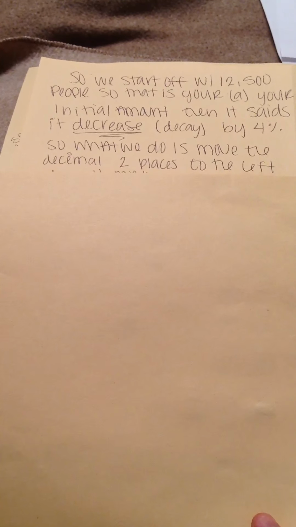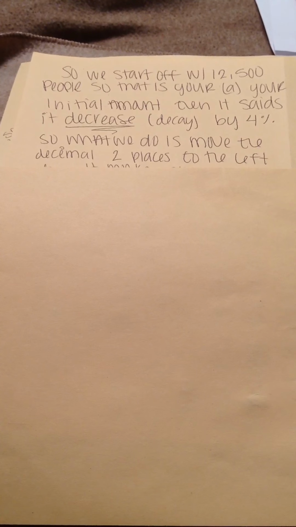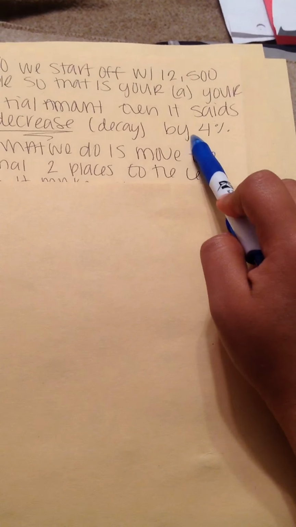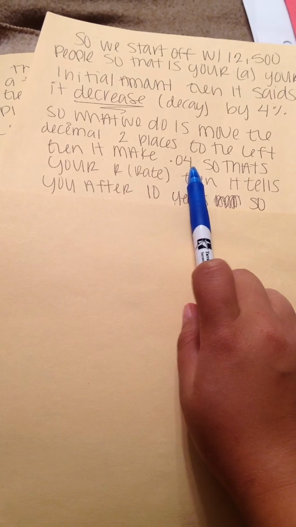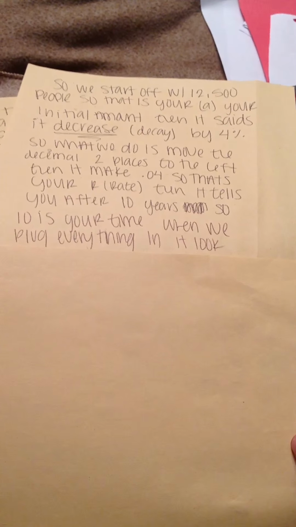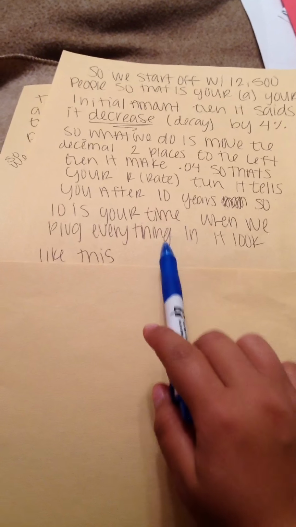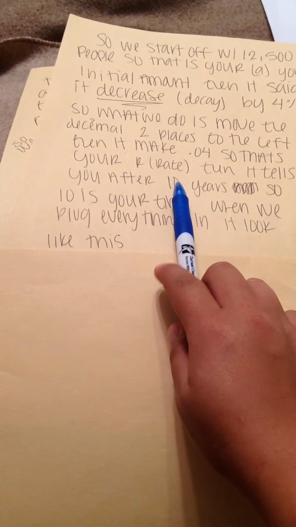So what we do is move the decimal 2 places to the left. There's an invisible decimal right here, so you move it 2 places to the left, and you're left with 0.04. That is your rate. Then it tells you after 10 years, so 10 is your time.